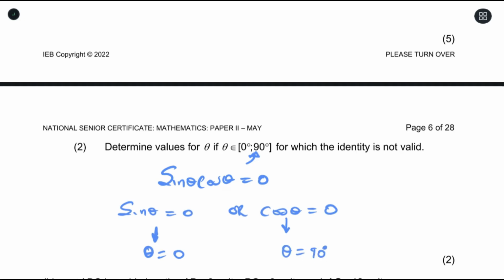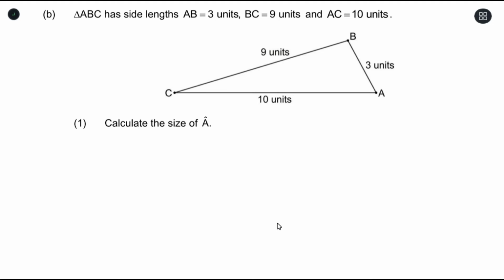Okay, that's it. So B says ABC has side lengths. AB is 3, BC is 9, AC is 10. Calculate the size of A.